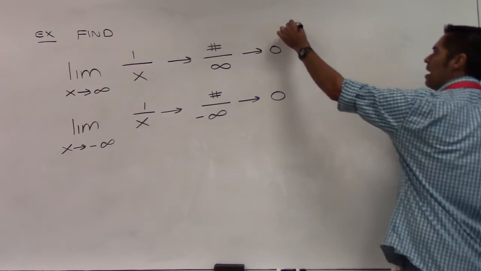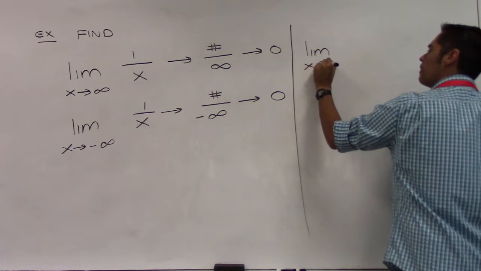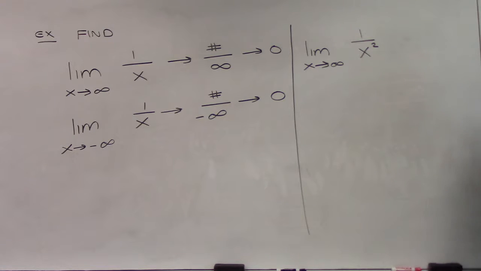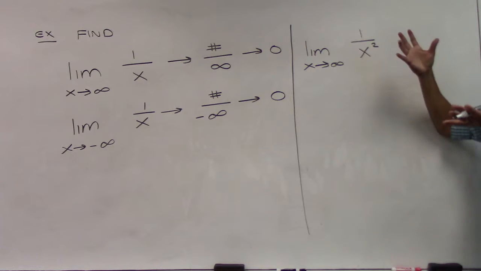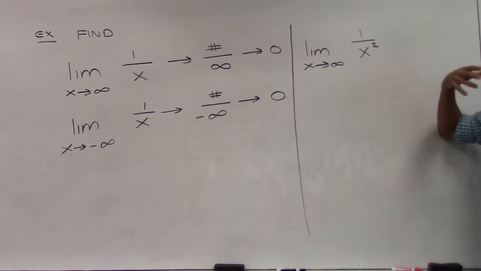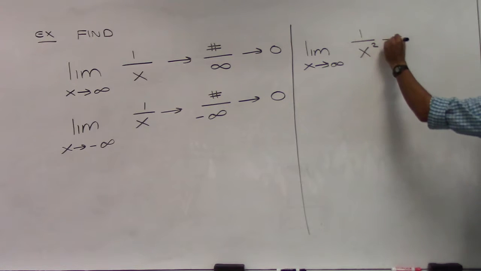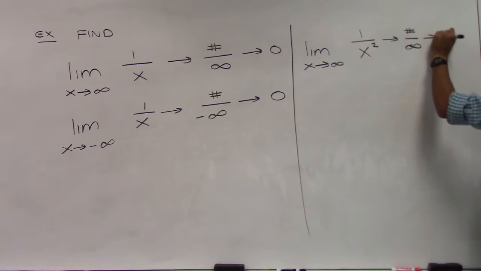Does anything change if I change it to maybe like 1 over x squared? No. It's the same thing, isn't it? You have a number on top. You have basically a huge number that you're squaring, which makes it even bigger, even faster. But we already talked about this. Infinity squared is still infinity. So you have still the concept of a number over infinity, and that's going to go to 0.